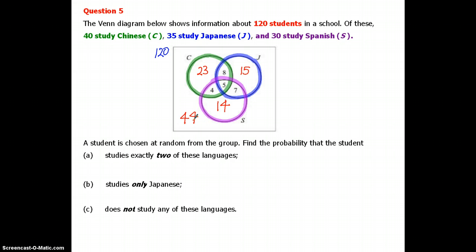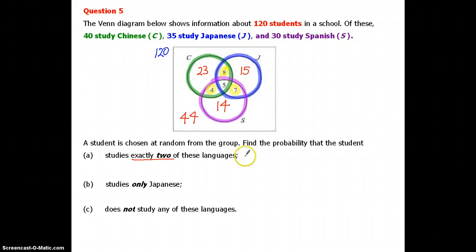Let's go and have a look at some of the questions. Find the probability that the student studies exactly 2 of these languages. Well, exactly 2, we're looking here, here and here. So these 8 students here study Japanese and Chinese but not Spanish. These 7 here are studying Japanese and Spanish but not Chinese. And these 4 here are studying Chinese and Spanish but not Japanese.